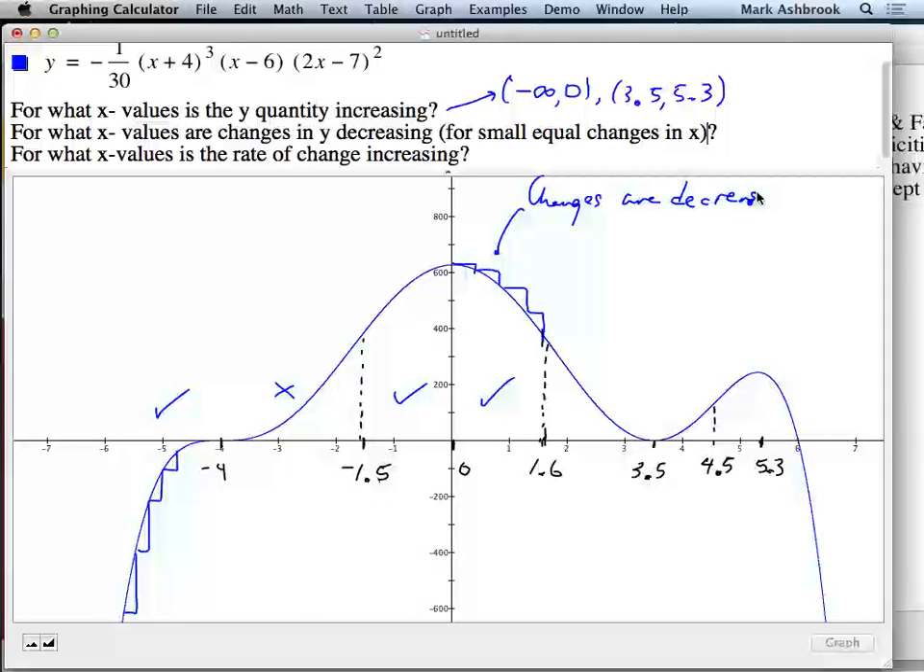And so what do we have here? All through here where the changes are decreasing, getting less positive and more negative, what did we call that with a graph?